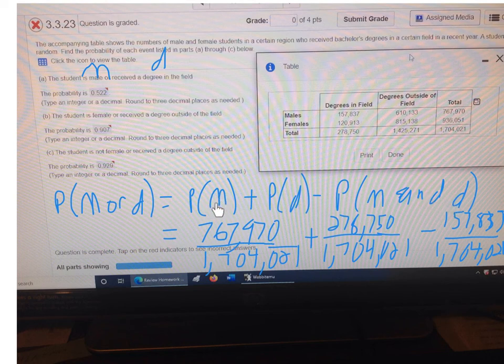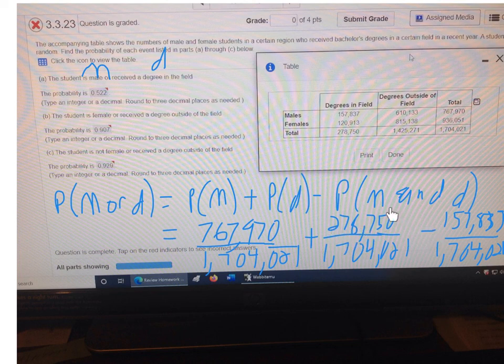And so P of M is probability of male, and so there's 767,970 males, and then the total would be 1,704,021. So I have that quotient there, plus probability D, degree in the field, so there's a total of 278,750 out of the 1,704,021. That's what I have here.